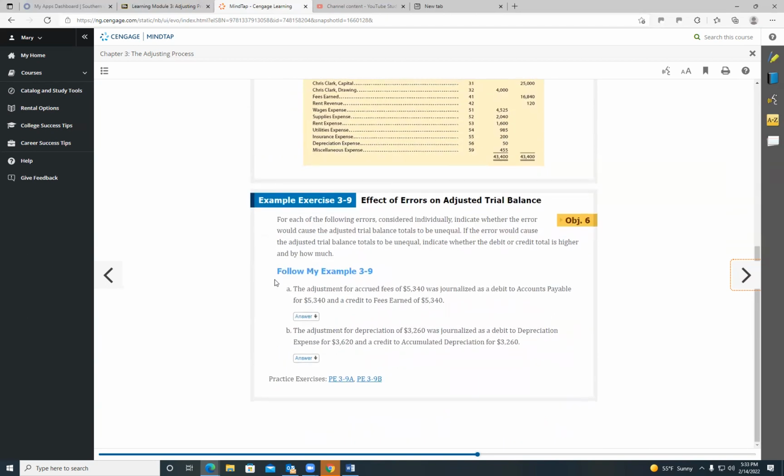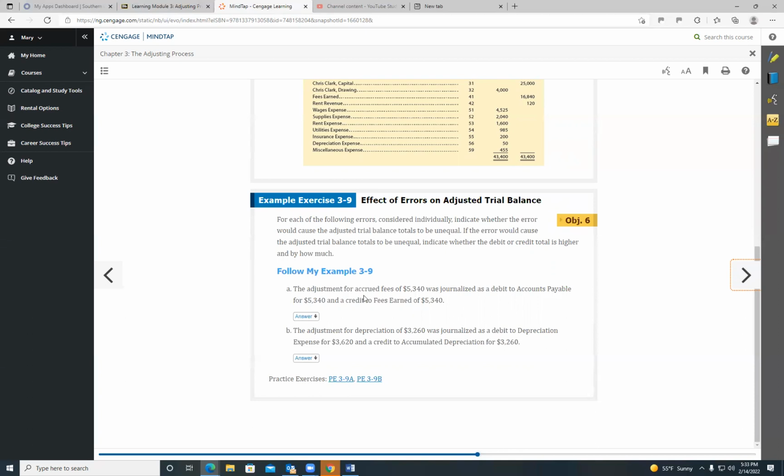So let's talk about some effects of errors on an adjusted trial balance. For each of the following errors, considered individually, indicate whether the error would cause the adjusted trial balance totals to be unequal. If the error would cause the totals to be unequal, indicate whether the debit or the credit total would be higher and by how much.